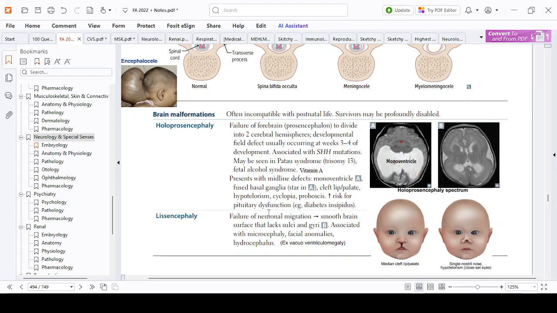Occulta, only the bone defect. Meningocele, meninges will also be herniated. Myelomeningocele, both nerves and meninges will be herniated. Myeloschisis, there will be an exposed cord. Okay, the neural tissue will be exposed. Anencephaly means there will be no brain. Holoprosencephaly, no division of the midline because of the sonic Hedgehog. All right, just remember this.